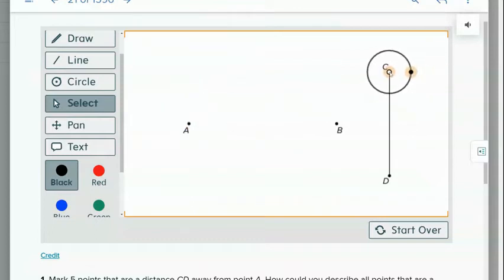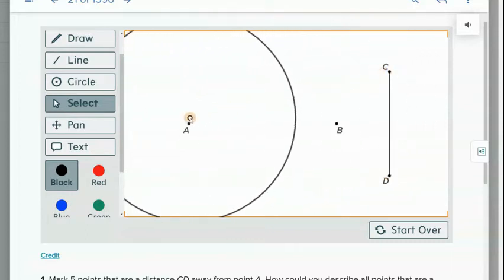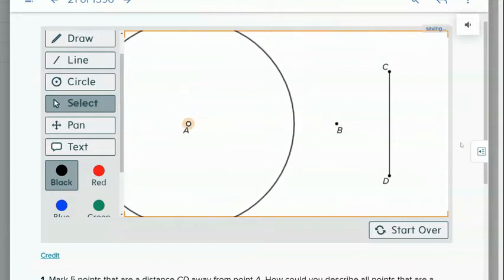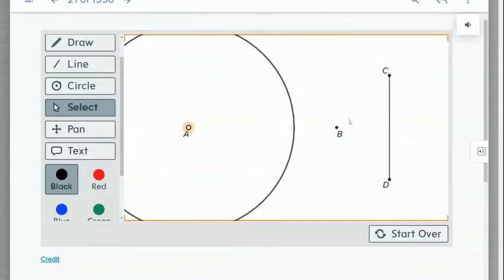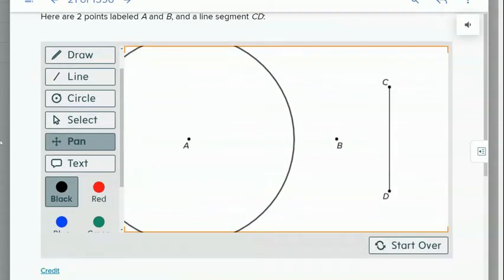If you want, you can center the circle on point C, and then you can make a circle with the radius of CD. You can drag that circle over to point A, couldn't you? And let's see if it allows me to zoom out. It doesn't. Let's see, what's pan? Nope, pan doesn't let me zoom out either. It's all right.